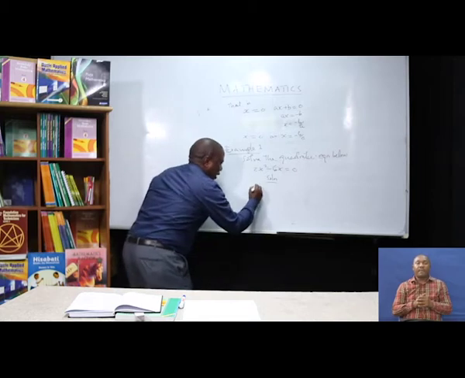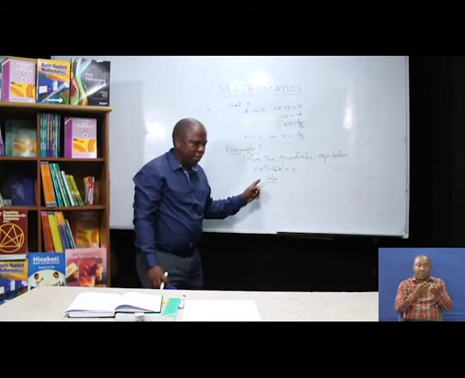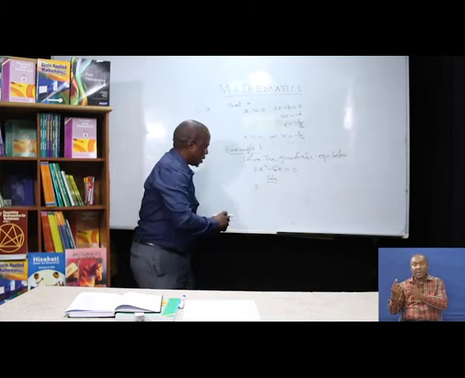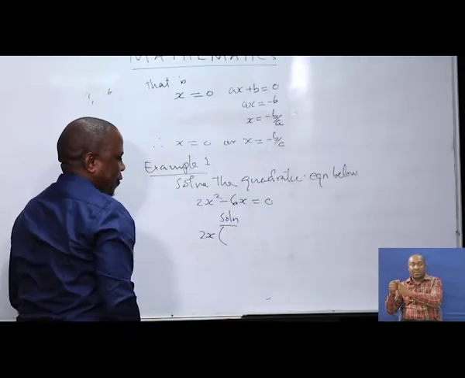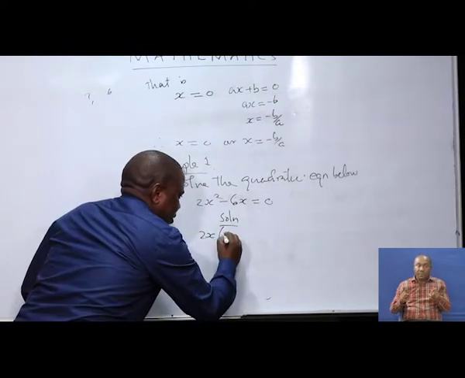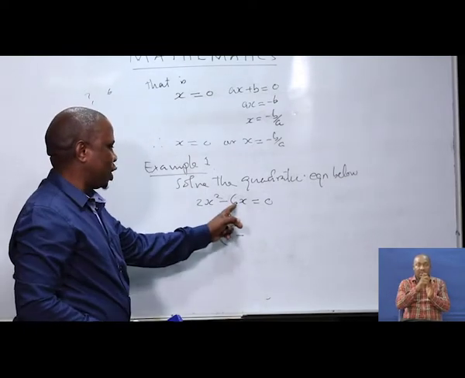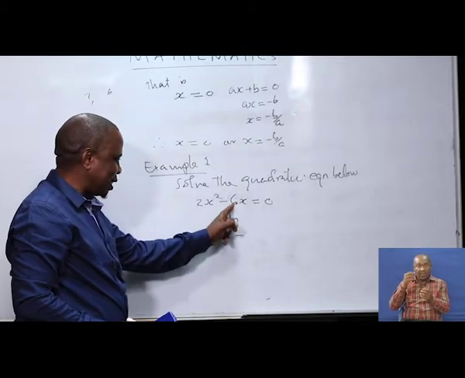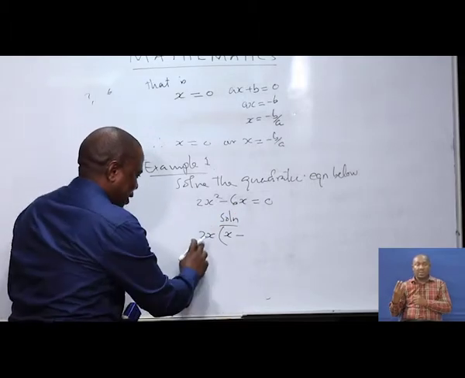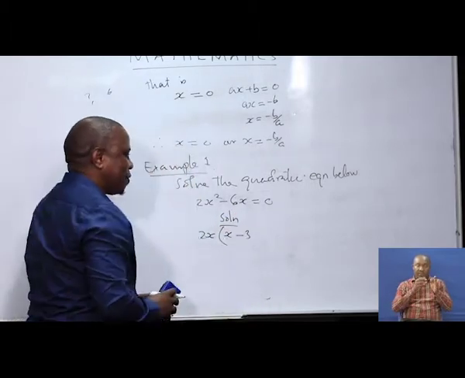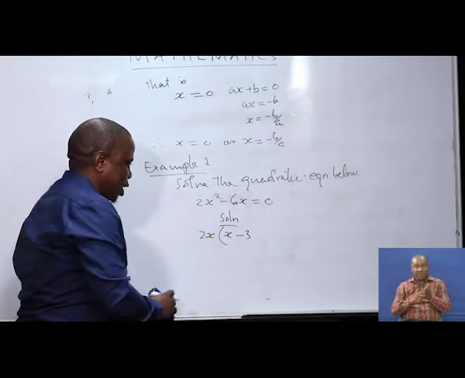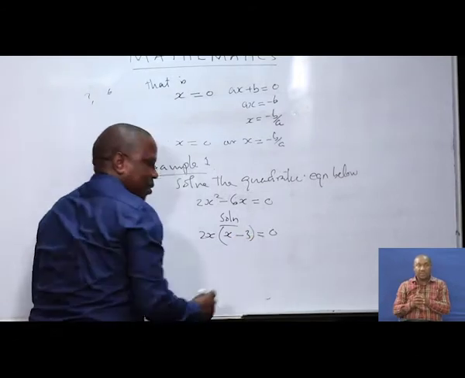So 2 is a common factor. But there is also x, which is found in the first term, and also in the second term. So take 2x out. If I take 2x out, what will I remain with here? I remain with x minus, you have taken 2 here. Mind you, when you are taking it out, it's the same as dividing. If you divide 6x by 2x, the x has cancelled, so you remain with 3. This is equal to 0.